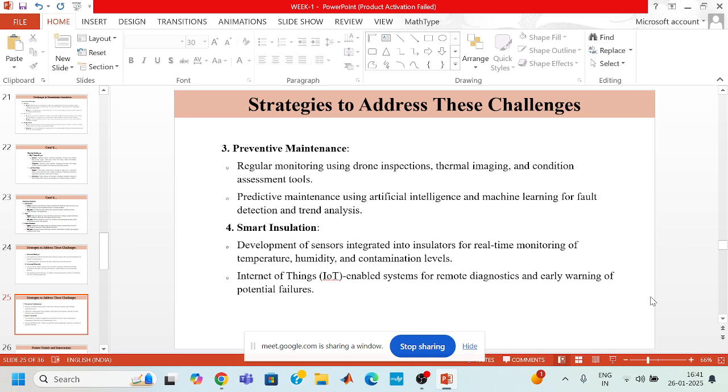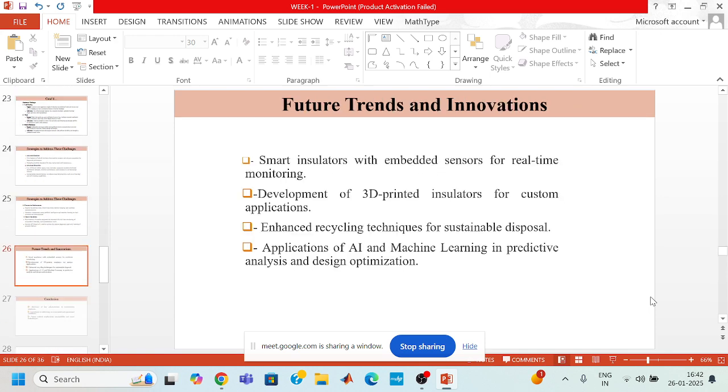Now the last is smart insulation. So development of sensors, today we are integrating sensors into the insulator for real time monitoring of temperature, humidity, and contamination levels. So an IoT enabled system, like Internet of Things enabled system, for remote diagnostics and early warning of potential failures can overcome these challenges and provide better criteria.